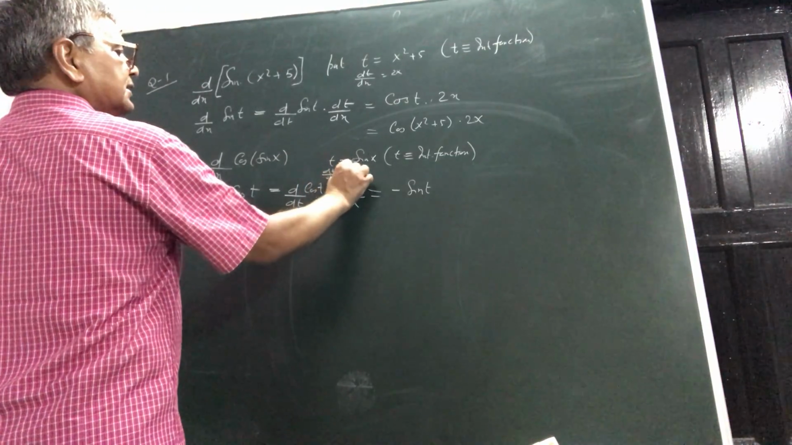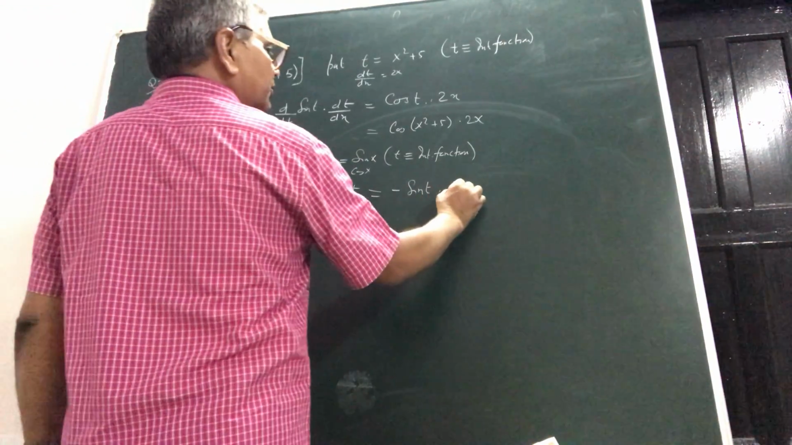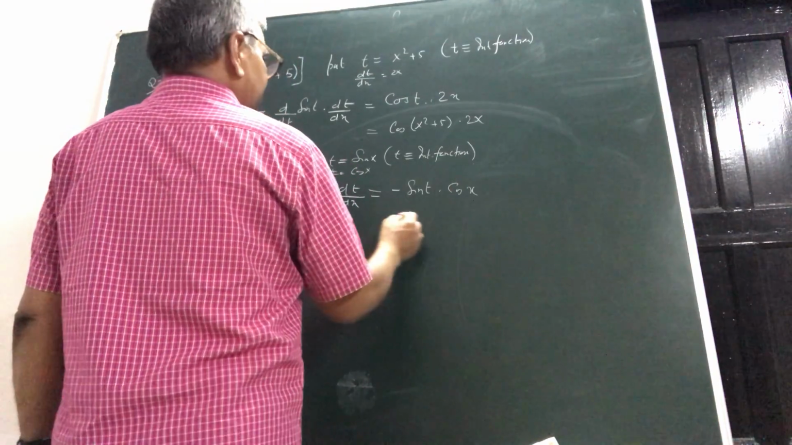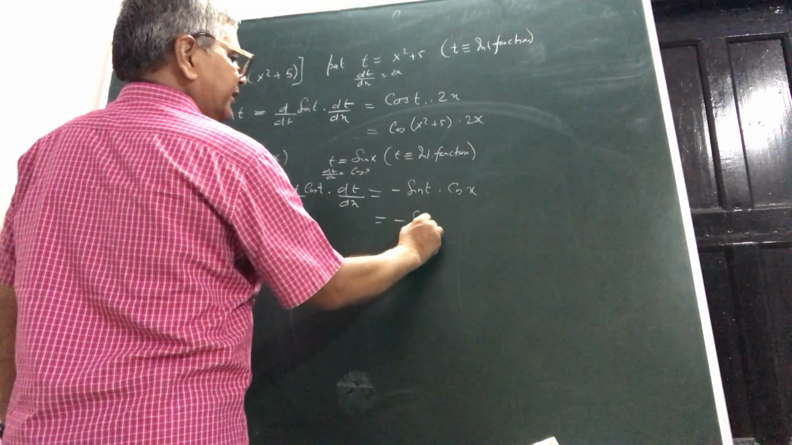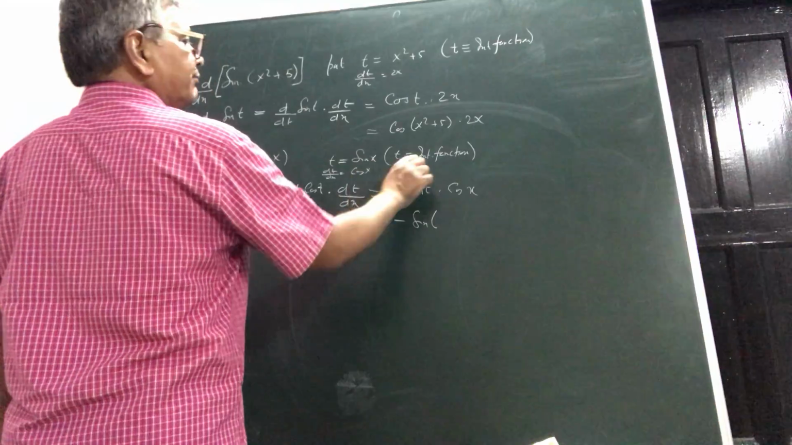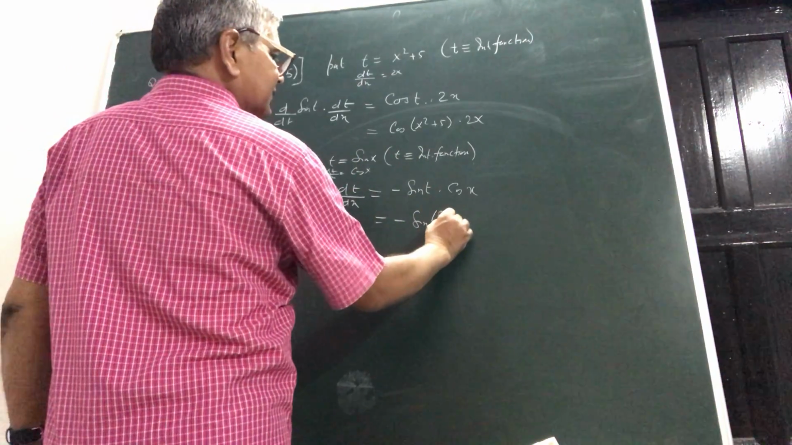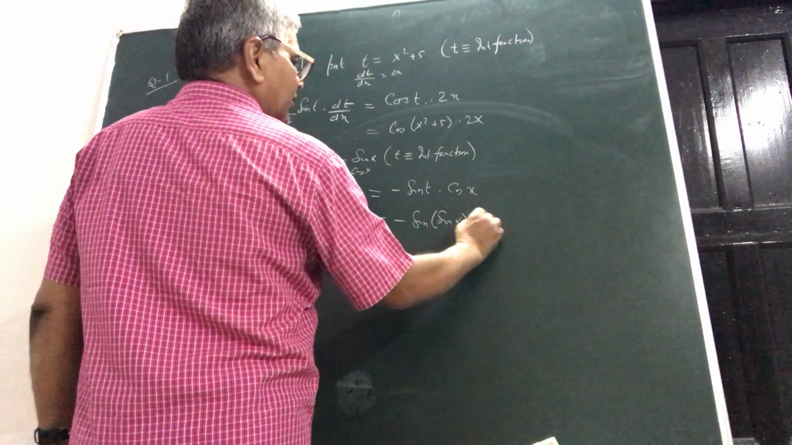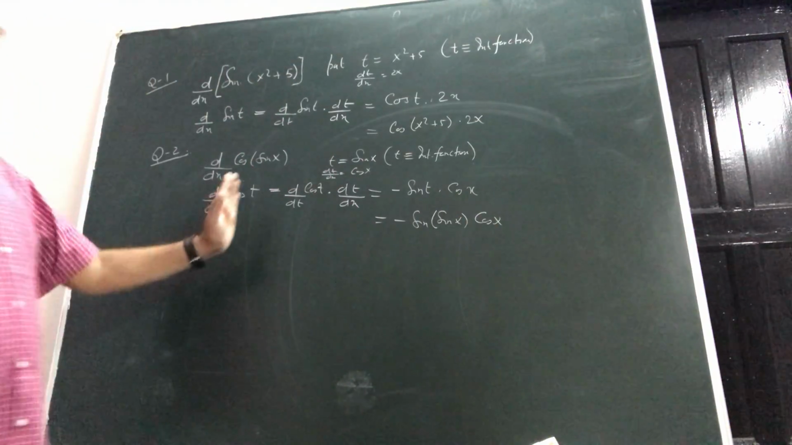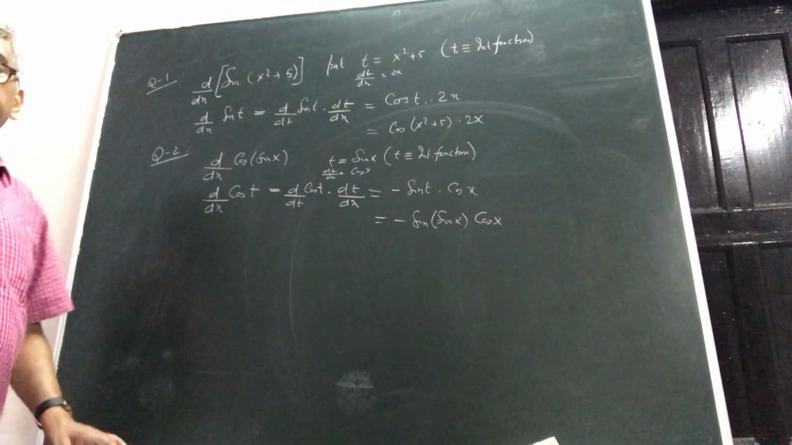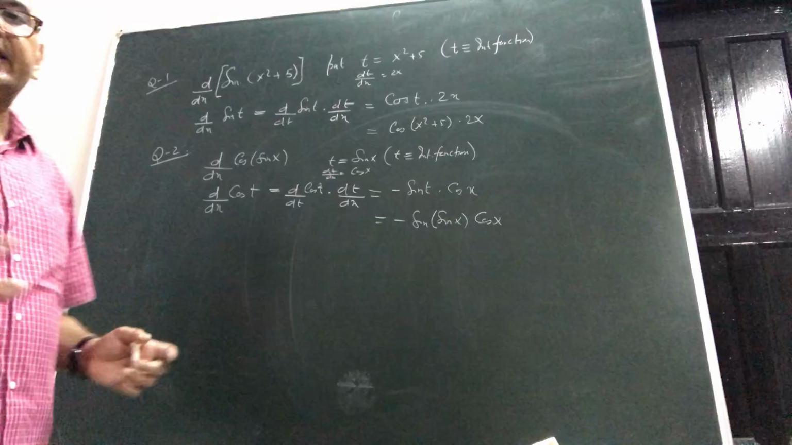It is cos x. This value you will put here, so it is cos x. And then eventually you will put the value of t. T is what? T you have put sin x. So it is sin x and cos x. This is how you will do it in your examination.